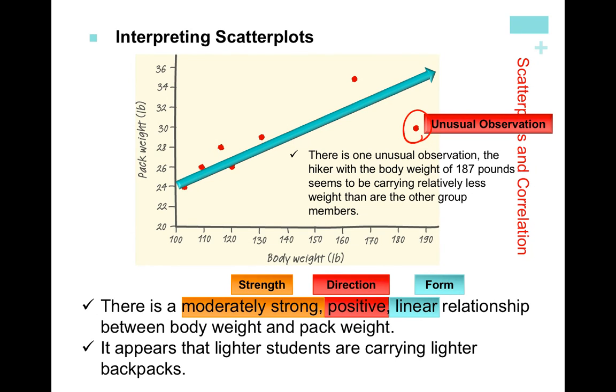So we are going to describe in sentences and in context, just like we did in chapter 1. So we've got a moderately or reasonably strong positive linear relationship between body weight and backpack weight, and then just noting that individual that has an unusually light pack for his or her weight.